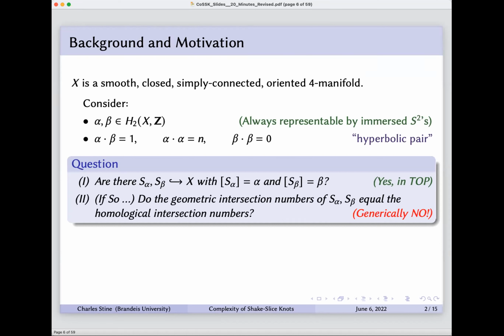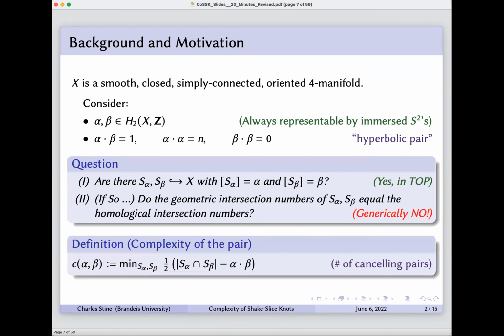But if you're not working in the topological setting, you can ask, well, okay, on the off chance that such spheres exist, does their geometric intersection data equal their algebraic intersection data? So when we actually start looking at the number of intersection points and the signs of the intersection points of these spheres, do the absolute counts of intersections match up with the sign counts? And generically, this doesn't happen even when such spheres exist. And so that motivates the following sort of definition, which is the complexity of the pair alpha and beta.